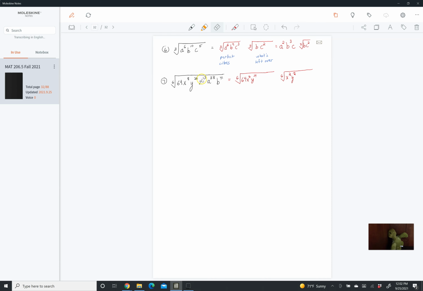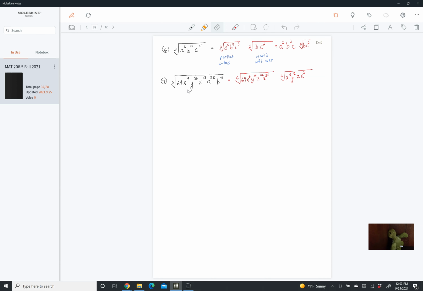Okay, z to the 13th. 13 is not divisible by 6, but 12 is. So we're going to have a z to the 12th here. What's left over? Just 1 z. Okay, a. So a has power of 38. 38 is not divisible by 6. 37 is not. The 36 is. So we're going to have an a to the 36th under here. What's left? 2 a's. So we're going to have an a squared.